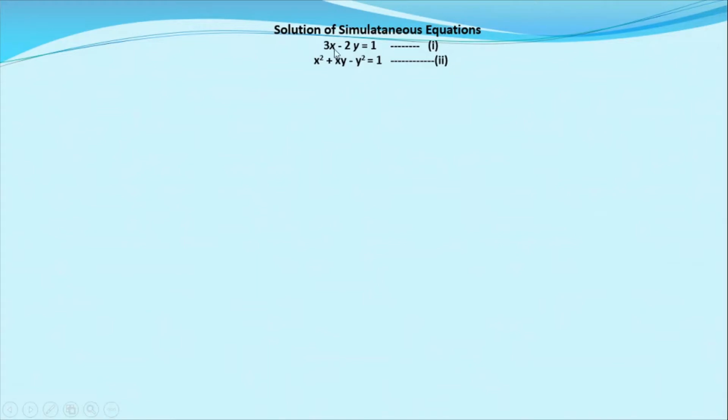When we put the values of the variables in both equations, the answer will be left hand side equal to right hand side. So what is the method to solve these two equations? From equation 1, this is equation 1, we are going to find the value of x from this equation.